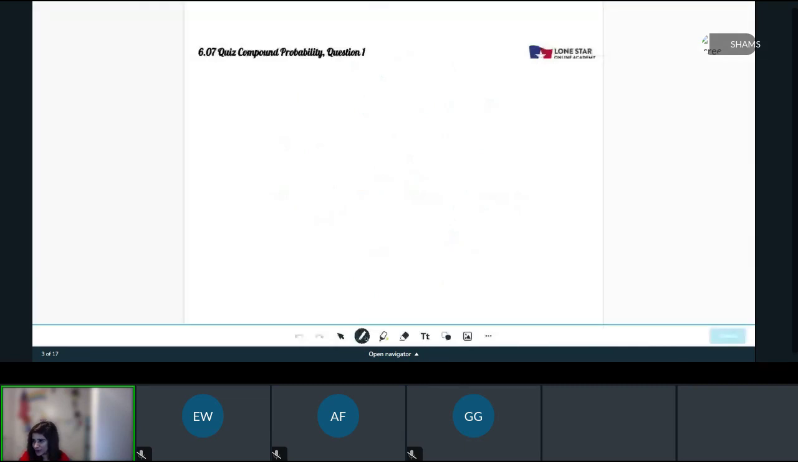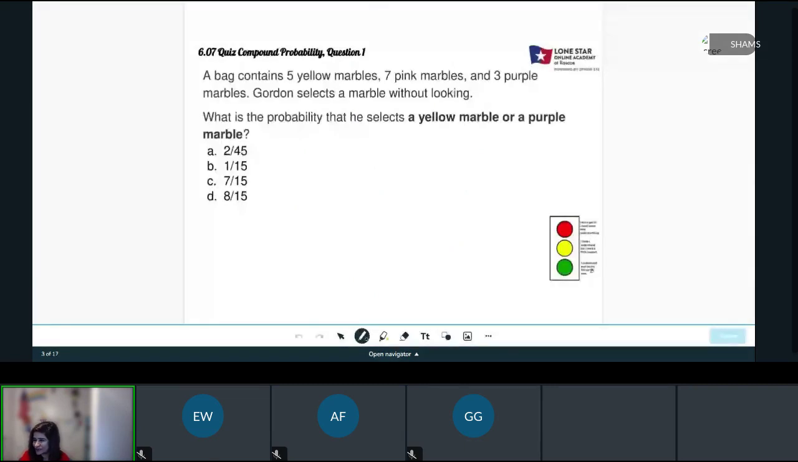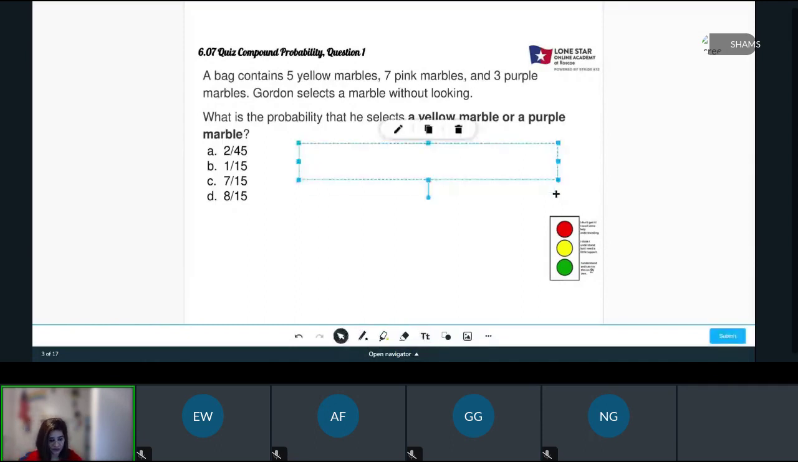6.07 quiz, compound probability, question 1, variety 1. A bag contains 5 yellow marbles, 7 pink marbles, 3 purple marbles. Gordon selects a marble without looking. Remember, it is important to always find the total number of marbles first for probability or mostly any math question. I will find the total number of marbles.